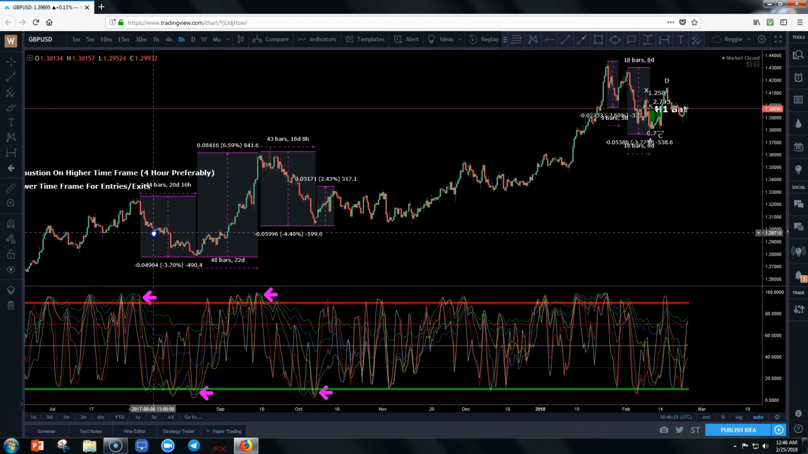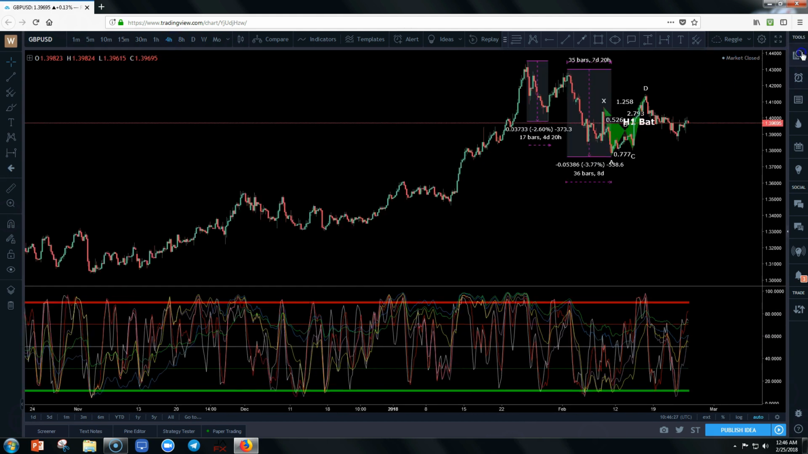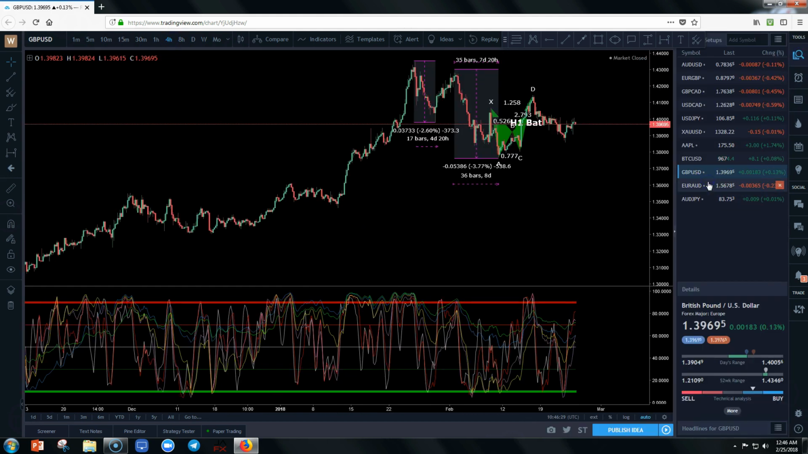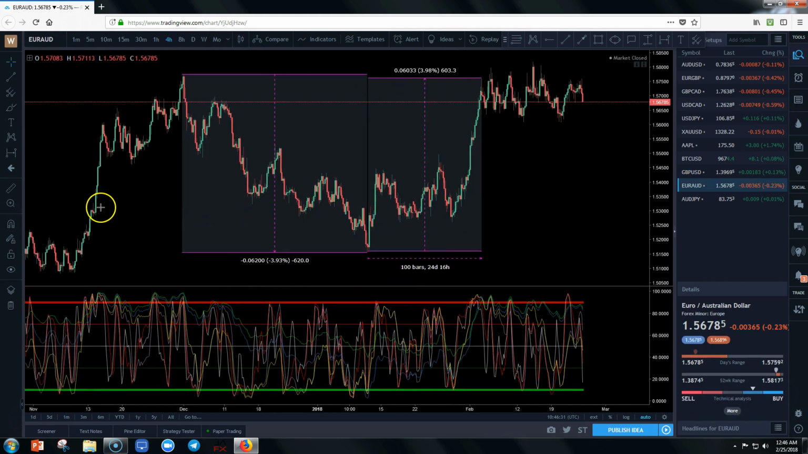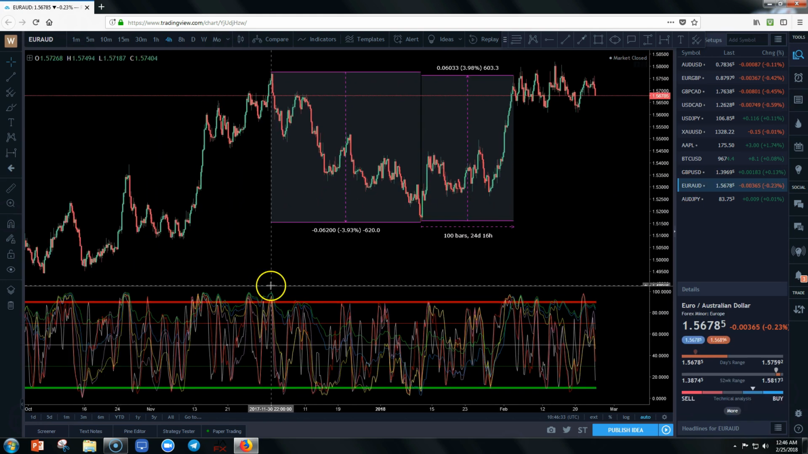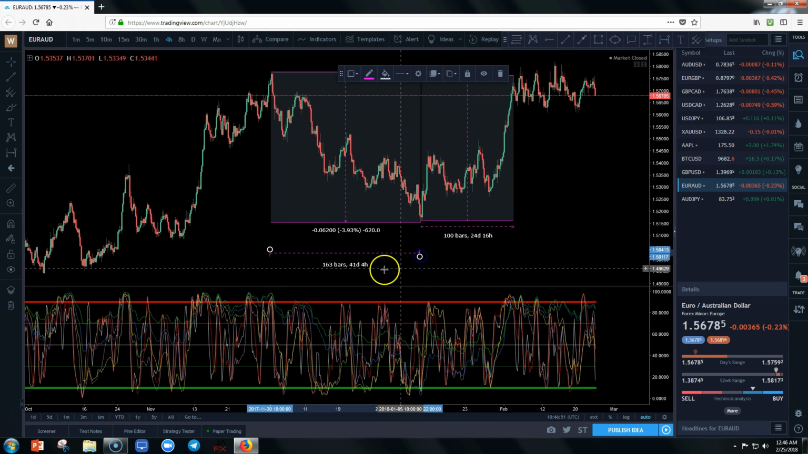Let's take a look at another pair that I wanted to show you folks here, which is Euro AUD. On the Euro AUD pair, I wanted to capture this initial move here. So this was from December 1st to January 10th, 620 pips to the downside. Overall trade was approximately 41 days.